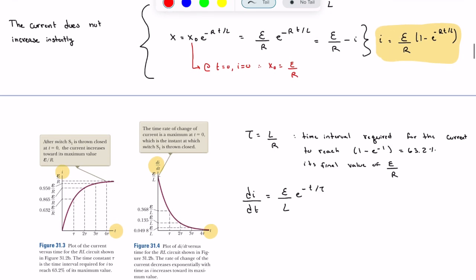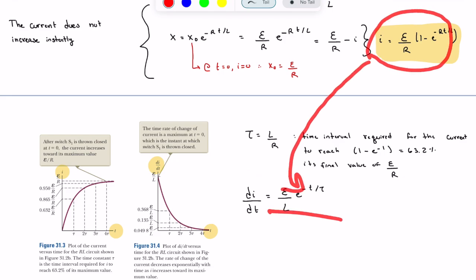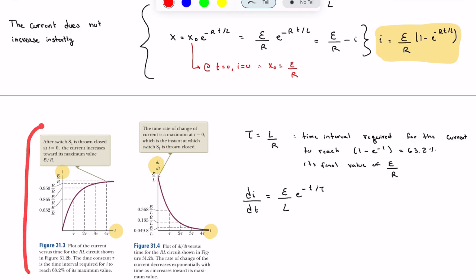If we also wanted to talk about the derivative of I with respect to time, we take the derivative of this and we get this. We can also plot it. But I think understanding this first one, of how I is changing with respect to time, is a little bit more useful.